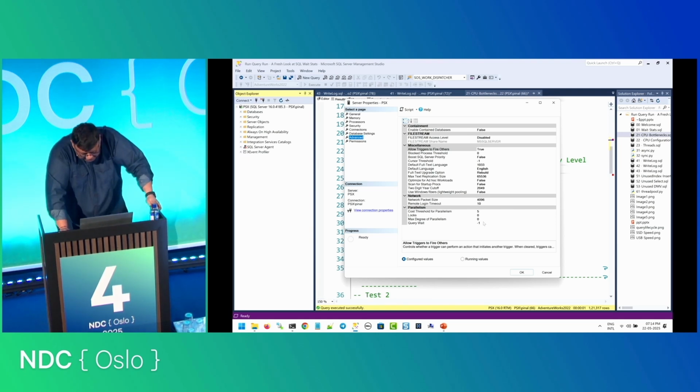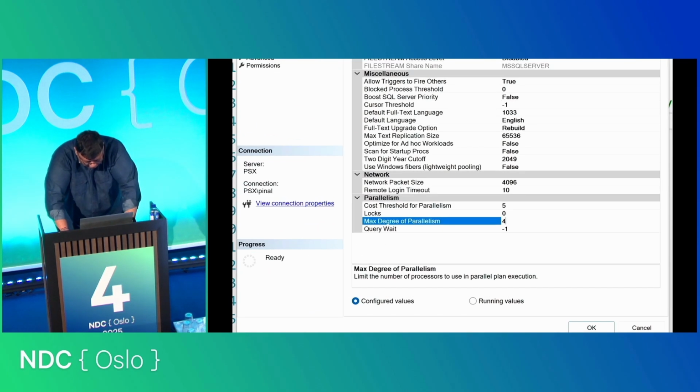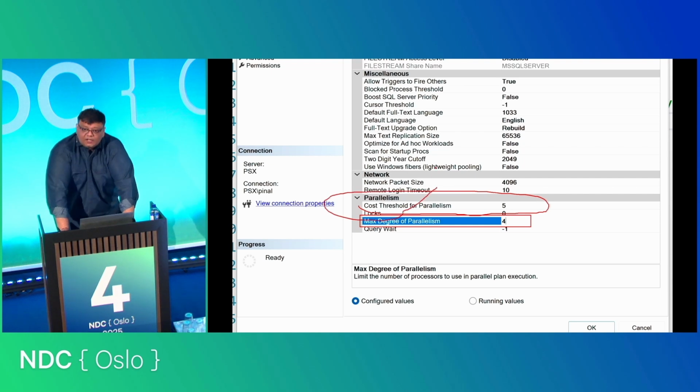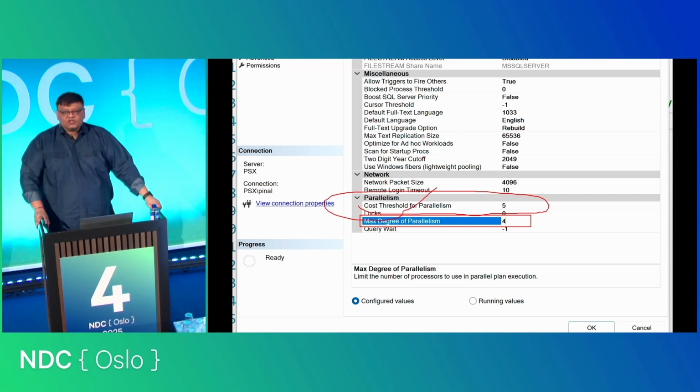So similarly, max degree of parallelism set to 0 is not a good idea. I can also change it over here to 4. And that means all the databases on this server will now use 4 threads. But I can also change the cost threshold of parallelism, but this is a big story. Maybe if you guys want, next time when I come back, I'll tell you a story about cost threshold of parallelism, because the story is even bigger.